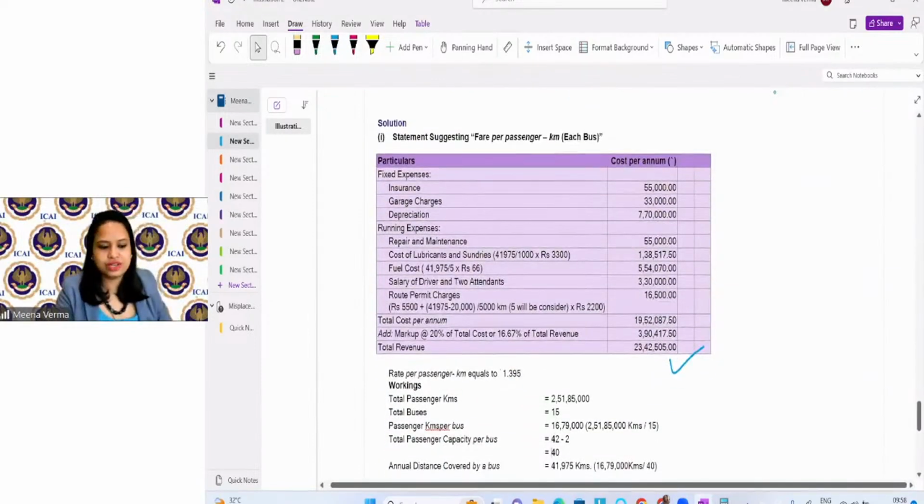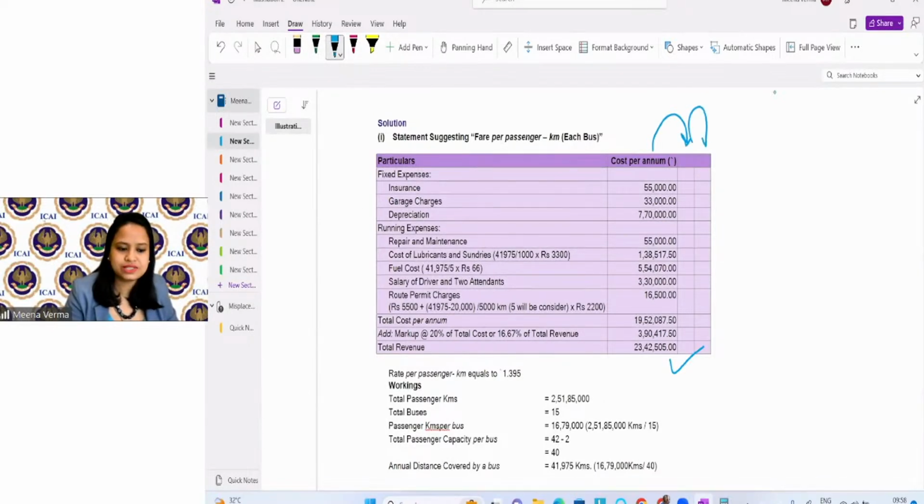This is the cost sheet of 1 year. Now, what will happen in the next year? You have to prepare the cost sheet for the next year. You will increase the garage charges by 8% here. You will increase the insurance charges by 8% here. Depreciation will remain the same. Repair charges, increase by 8%.